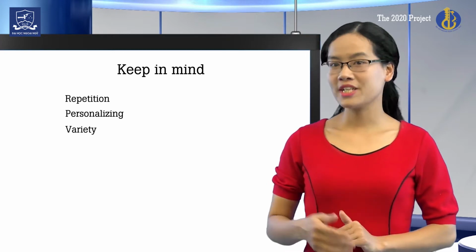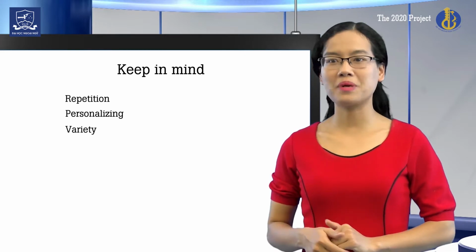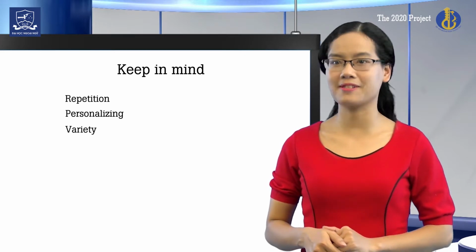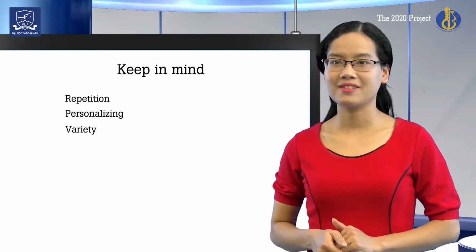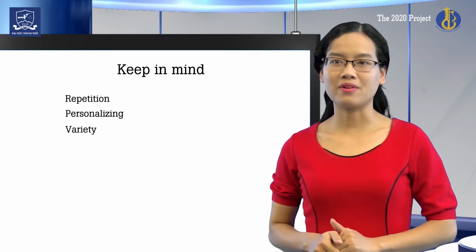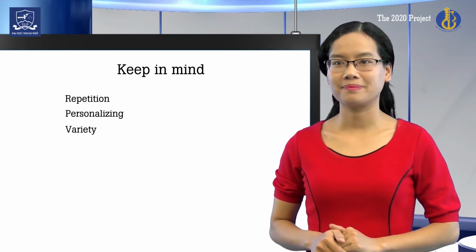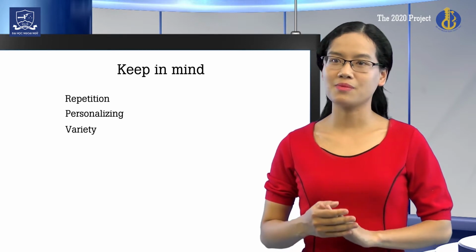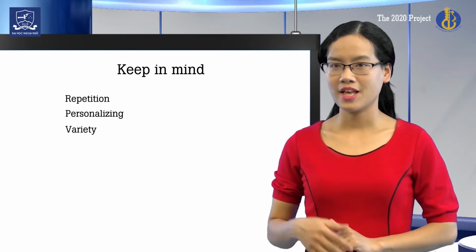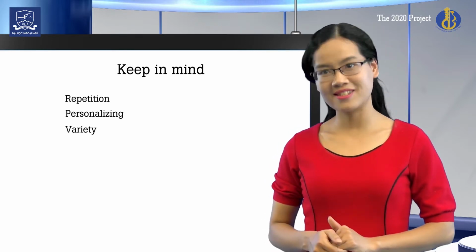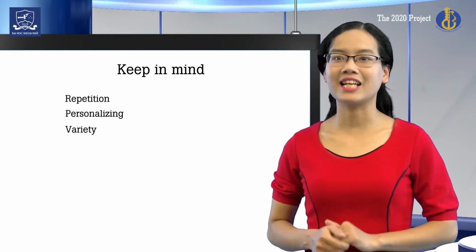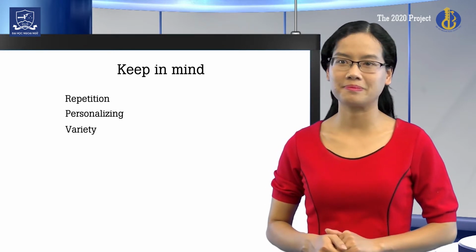So, while you are thinking about a controlled practice activity for your class, just keep in mind that you need to remember 3 words. The first one is repetition. The second one is personalizing. And the last one is variety.